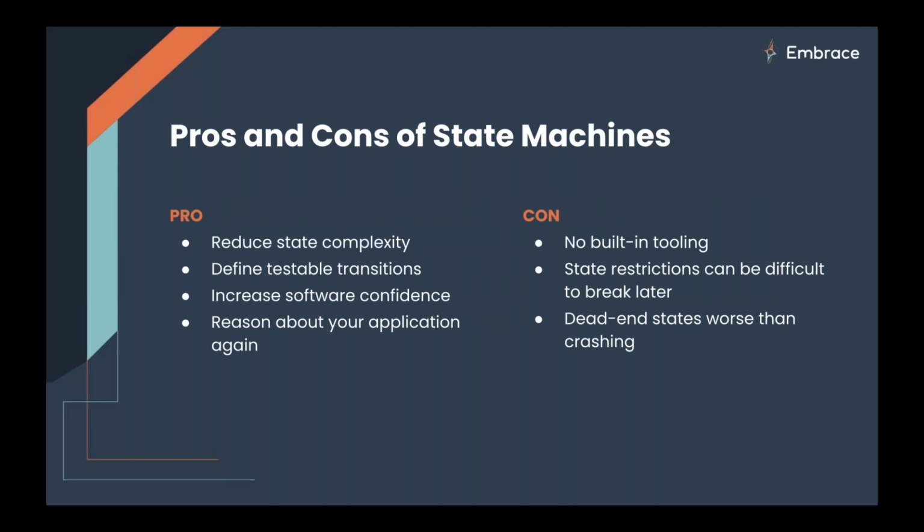So state machines reduce the complexity of your app. They define the testable transitions. The state machine pretty much writes the QA plan for you. This is what you have to test. It also tells you what you don't have to test. If a state transition is impossible, why test it? This will increase the confidence in your software for everyone on your team.